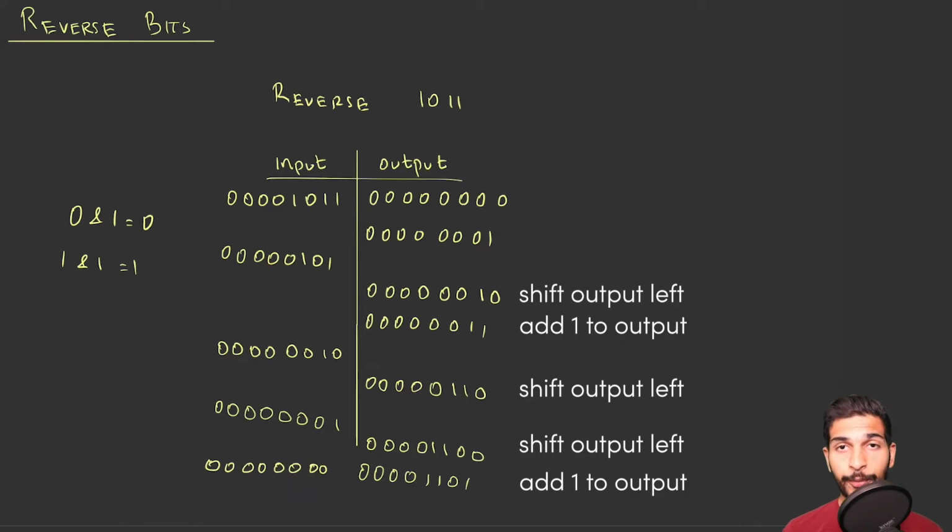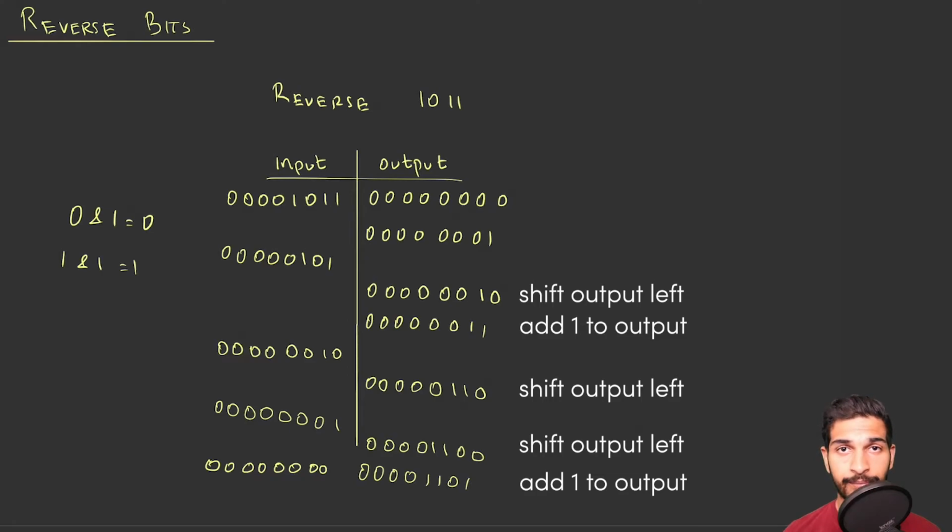And we're done. Our output is exactly the value of our input reversed in bits. And we know that we've completed it because a quick eyeball will tell us that 1011 backwards is indeed 1101. So now we just need to translate this into code.